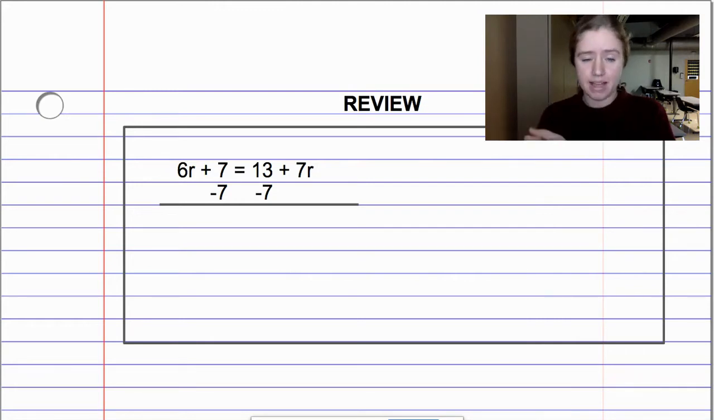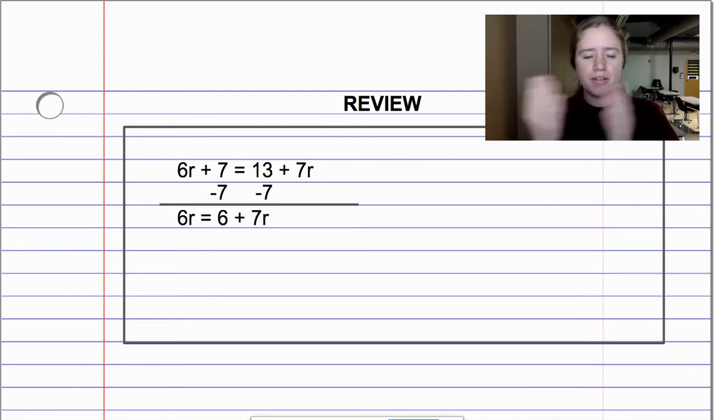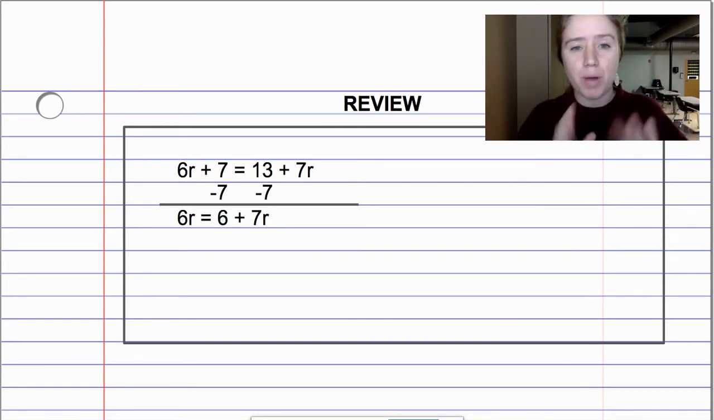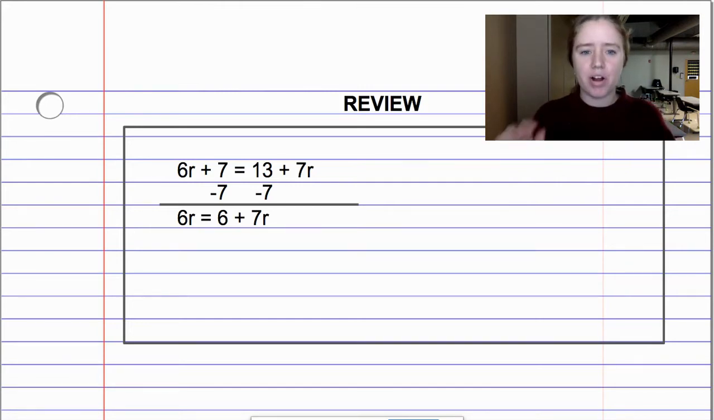So we're going to minus 7. Bring down the 6r. We now have 13 minus 7 equals 6, and bring down our 7r. All of our constants are now on the right side of the equation. In order to move the variable 7r to the other side, I'm going to need to subtract 7r, that is perfect. It's the inverse of plus 7r. So we're going to subtract 7r from both sides. That cancels out my 7r on the right side.